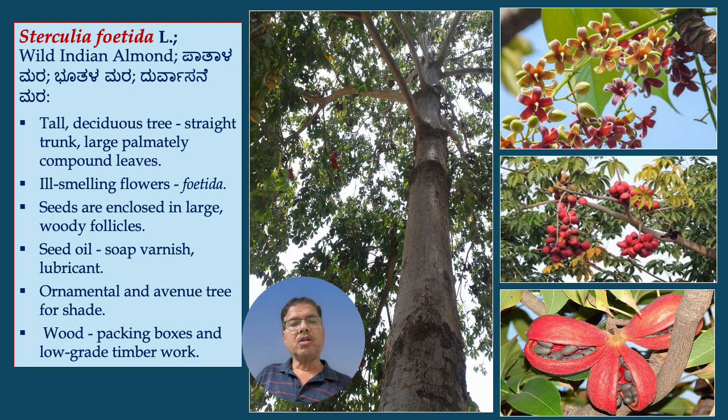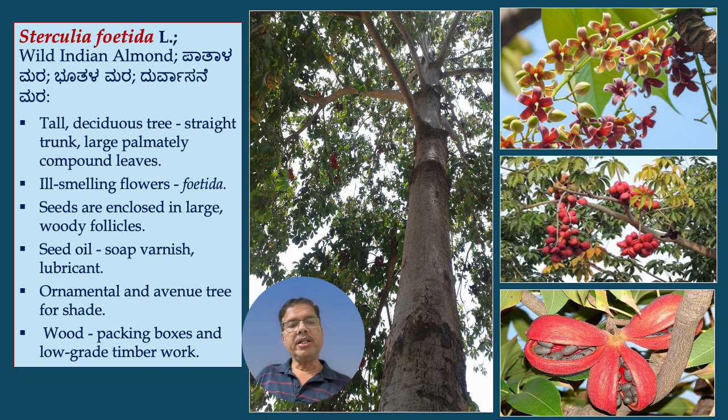Sterculia foetida, commonly known as the wild Indian almond, is a tall deciduous tree commonly found in tropical and coastal regions of India. It has a straight trunk, large palmately compound leaves, and reddish, ill-smelling flowers that bloom before the new leaves appear. Hence the species name foetida, meaning foul-smelling. The seeds are enclosed in large woody follicles and are known as wild almonds.